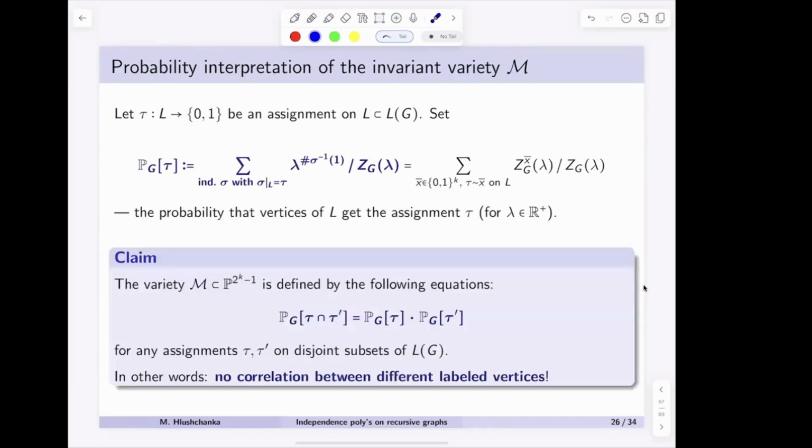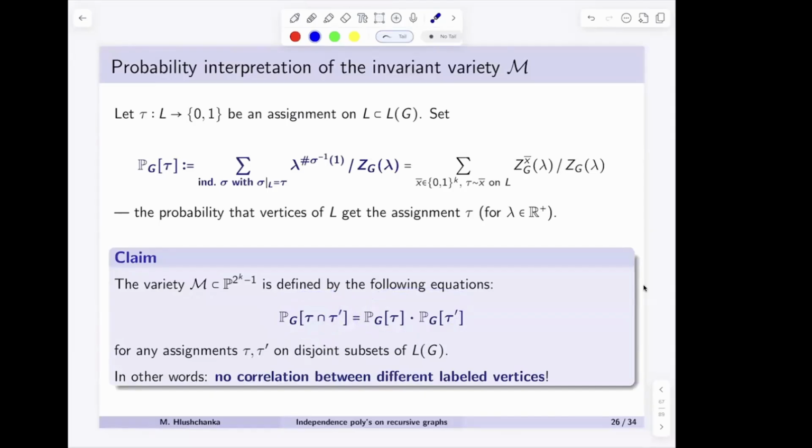And then the crucial point is that this variety may be defined in terms of these probabilities just by this easy formula. So if I have any two assignments, tau and tau prime, on disjoint subsets, then the probability of the intersection of the assignments, by which I mean the union of the assignments, so I look at the assignments given by tau on one subset and the assignments given by tau prime on the other subset, is given by the product of the two probabilities.